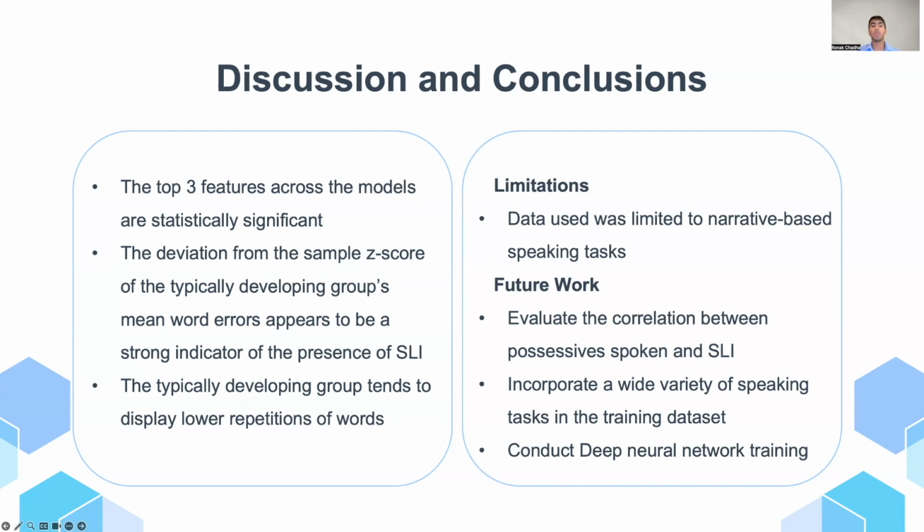As to the limitations of this research, the data used was limited to narrative-based speaking tasks in the TalkBank dataset and did not include any other type of speaking task. So the future work for improving the model for digital diagnosis and therapeutics for specific language impairment can include evaluation of the correlation between possessives spoken and specific language impairment, which was a new finding in this research. Future models should also incorporate a wide variety of speaking tasks in the training dataset. Lastly, deep neural network training can be conducted to let the model figure out which features are the most important from raw audio, video, or text inputs.